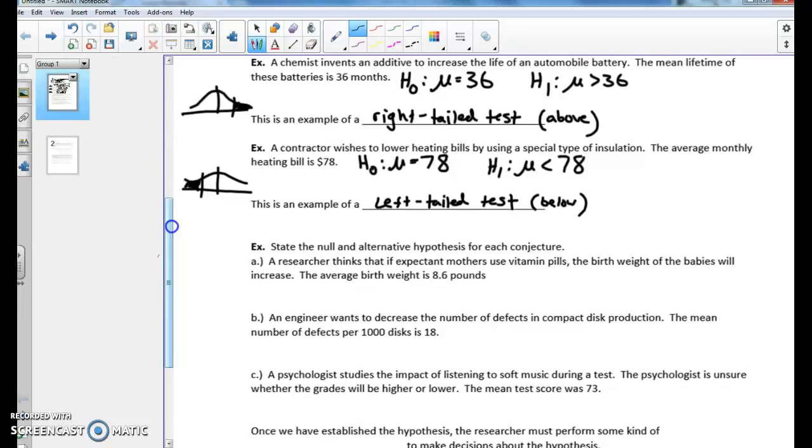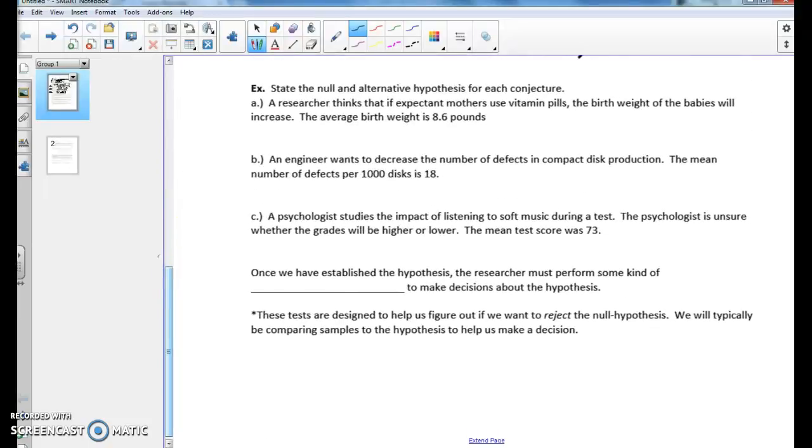Some more practice here, finding the null and alternative hypothesis. I really want to get this down because I know this is new. It might not make a ton of sense yet, so I'm trying to throw a bunch of examples at you, and hopefully it starts to sink in. Let's look at letter A. A researcher thinks that if expectant mothers use vitamin pills, the birth weight of the babies will increase. The average birth weight is 8.6 pounds. So our null hypothesis, H naught, mu equals 8.6.